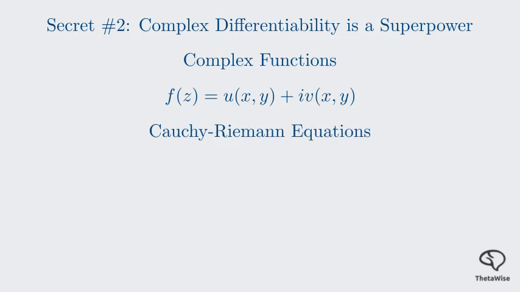There are 2 conditions. The first is that the partial derivative of u with respect to x must equal the partial derivative of v with respect to y. The second is that the partial derivative of u with respect to y must equal negative the partial derivative of v with respect to x. If both conditions hold in a region, then the function is differentiable in that region. A function that satisfies these equations in a region is called analytic or holomorphic. These are the special functions of complex analysis.